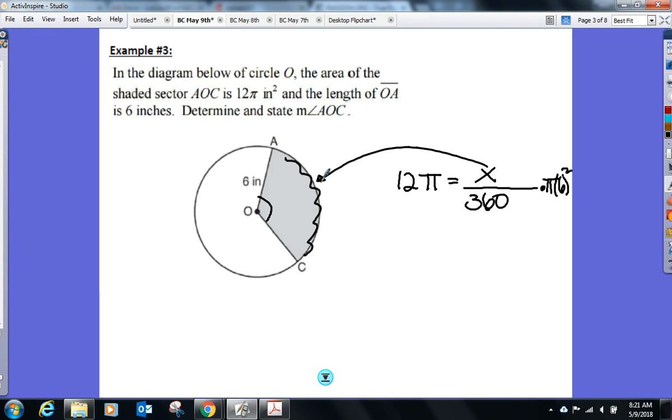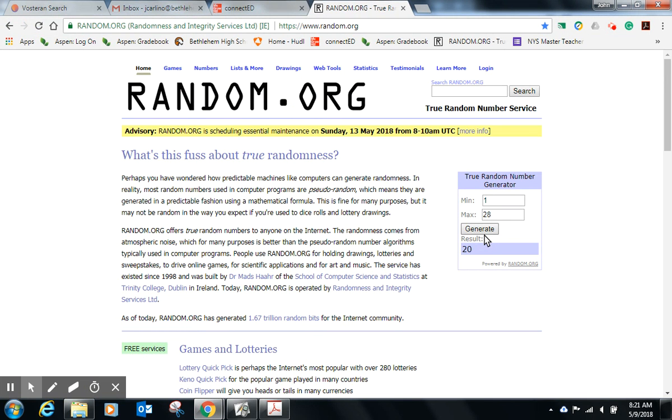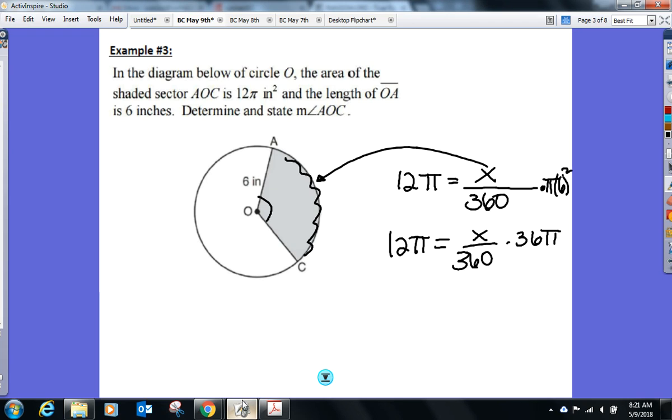All right, help me solve it now. I'll do this part. 12 pi equals x over 360 times 36 pi. Little trick for you kids. What do you have on both sides there? Pi's. Eventually, they're going to cancel each other out, so you can do it now if you want. 12 equals x over 360 times 36. And see how your algebra skills are there, moving things around.